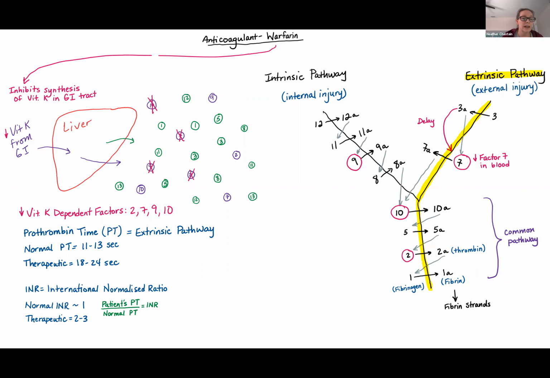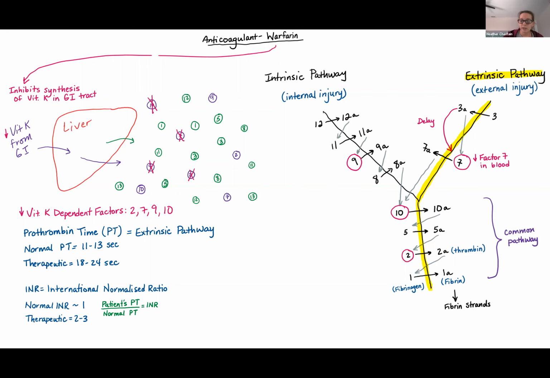Whether they draw an INR or a PT is really dependent on the physician or the prescriber. Some of them want both numbers. Some of them want just the INR. So it totally depends on the person.